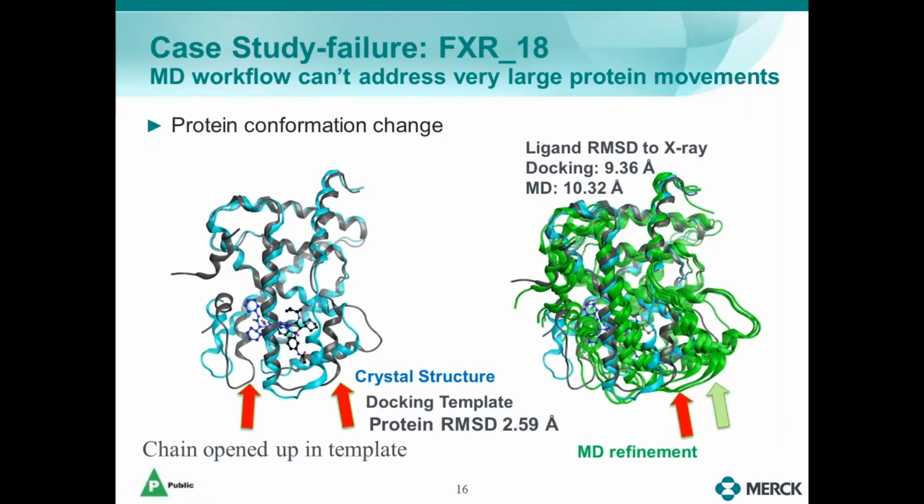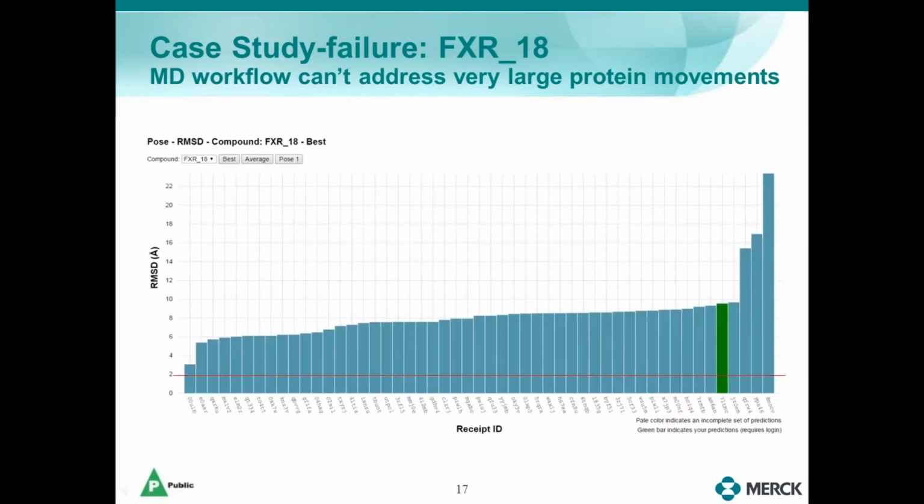Another case is FXR18. The MD workflow cannot address a very large protein movement. In this case, we found the template we used has a large chain movement compared to the crystal structure, which is shown in the cyan color. By using MD, it further opens up the chain or the pocket. This compound turned out to be a very challenging compound, where you can see almost everyone got a pose larger than 2 angstrom.